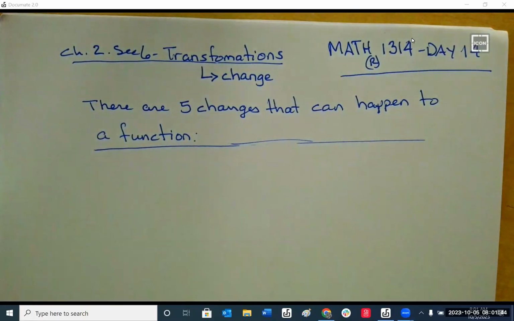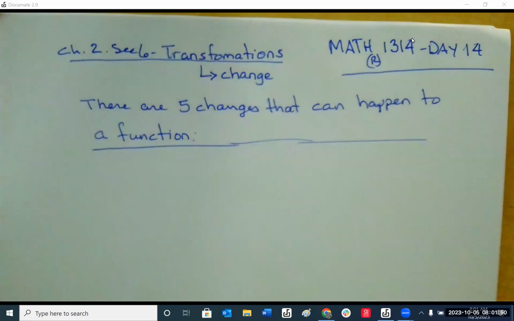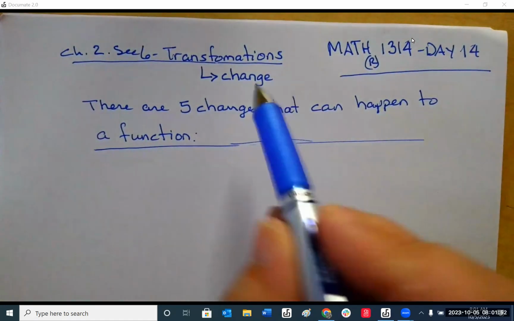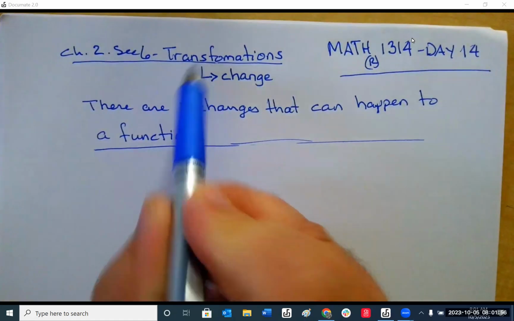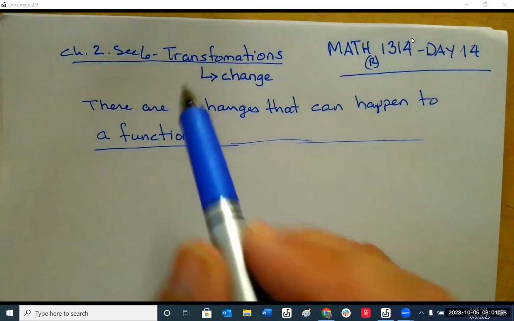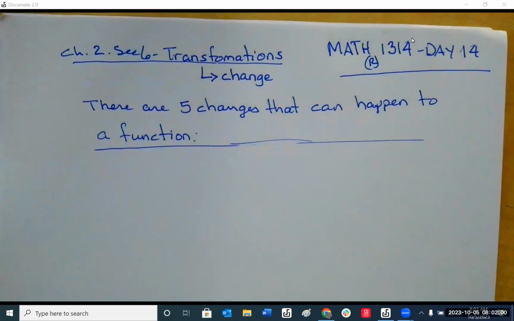All right, today we are going to finish chapter 2. I've been saying that forever, but now we're going to do it because this is the last section. Transformations. A transformation is just that. It's a change. Trans means to change or move. Formation, you're moving a formation from one formation to another. And that's exactly what's happening here.